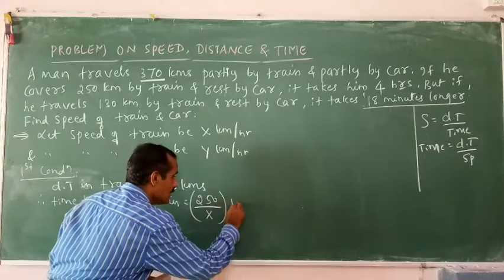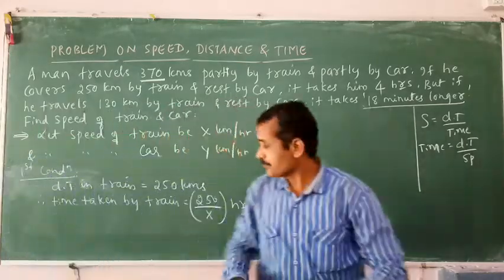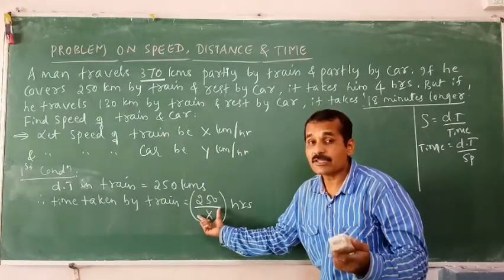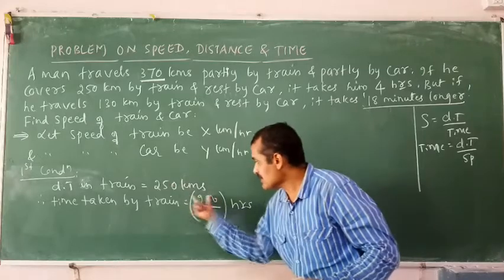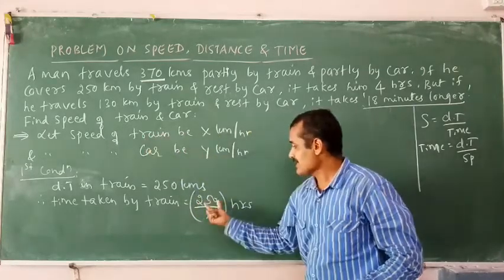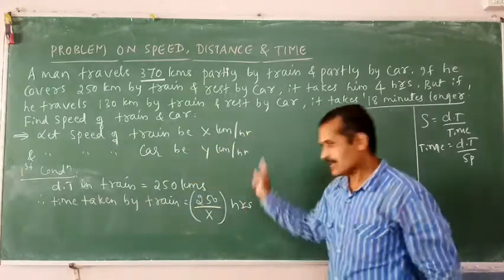This is in hours. My dear children, listen very carefully. This is the time taken. 250 is the distance divided by speed. Speed of the train is x. 250 by x is the time taken, that is in hours.